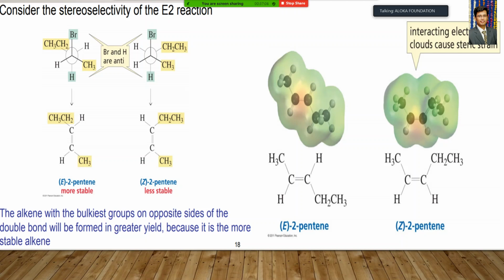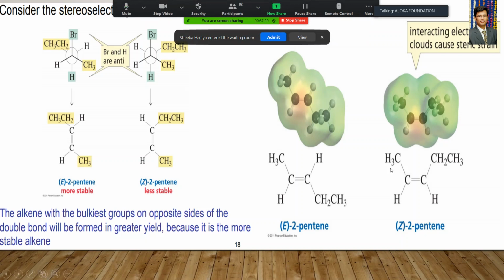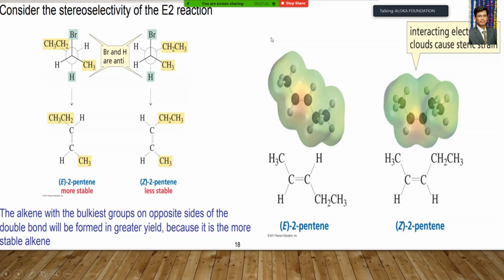Remember this stereoselectivity: a trans product is more favored than a cis product because of the interaction of electron clouds, which leads to steric strain. Stereoselectivity means the heavier groups should always be in the opposite plane. That will favor the reaction. So E2 is a stereoselective reaction.